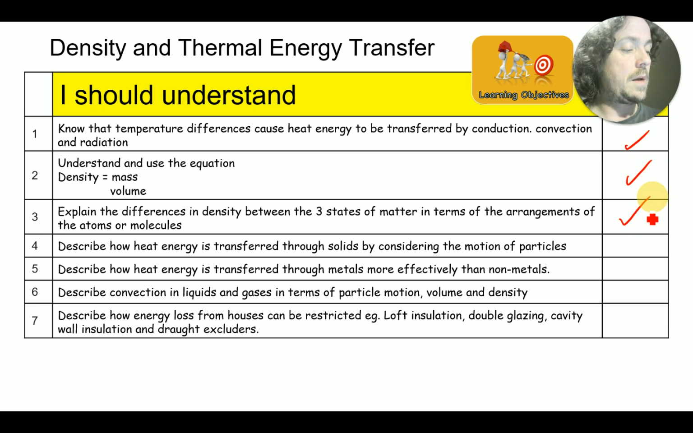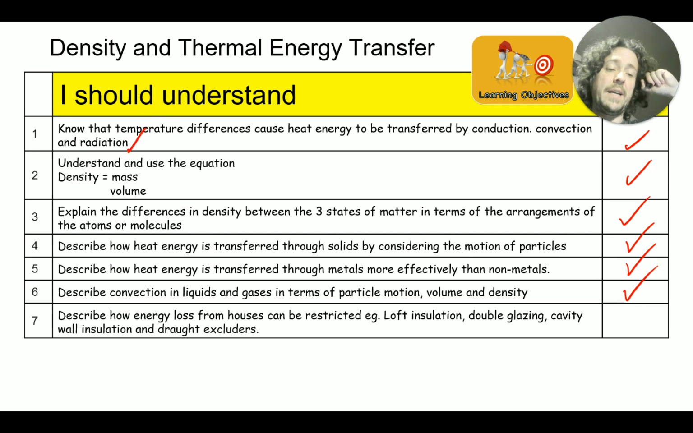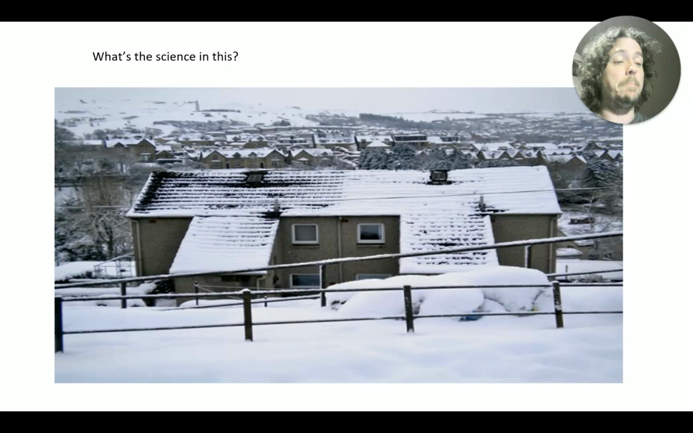So, I think we've described convection in liquids and gases in terms of particle motion, volume and density. We've done radiation as well, which is up here. And then finally now, we want to look at how this applies to heat losses around the home. So let's have a little look at that. Little image for us to think about. What's the science in this?